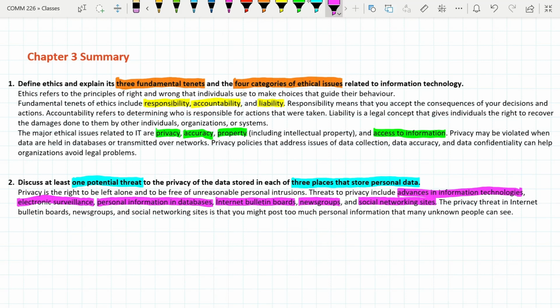The privacy threat in internet bulletin boards, news groups, and social networking sites is that you might post too much personal information that many unknown people can see.